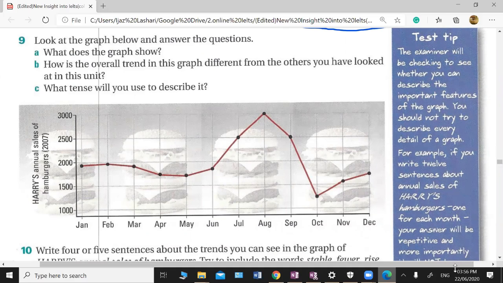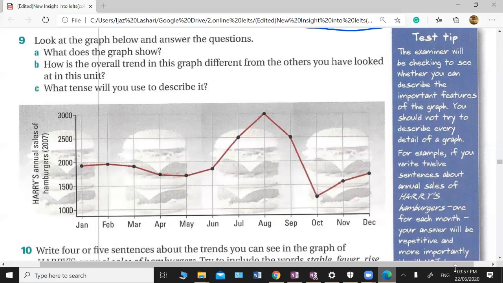Yes, Maria? Yeah, go ahead. Look at the graph below and answer the questions. A. What does the graph show? B. How is the overall trend in this graph different from the others you have looked at in this unit? C. What tense will you use to describe it? Okay, now go down and read the graph, please. Harry's annual sales of hamburgers, 2007. Okay. You must feel hungry after this.